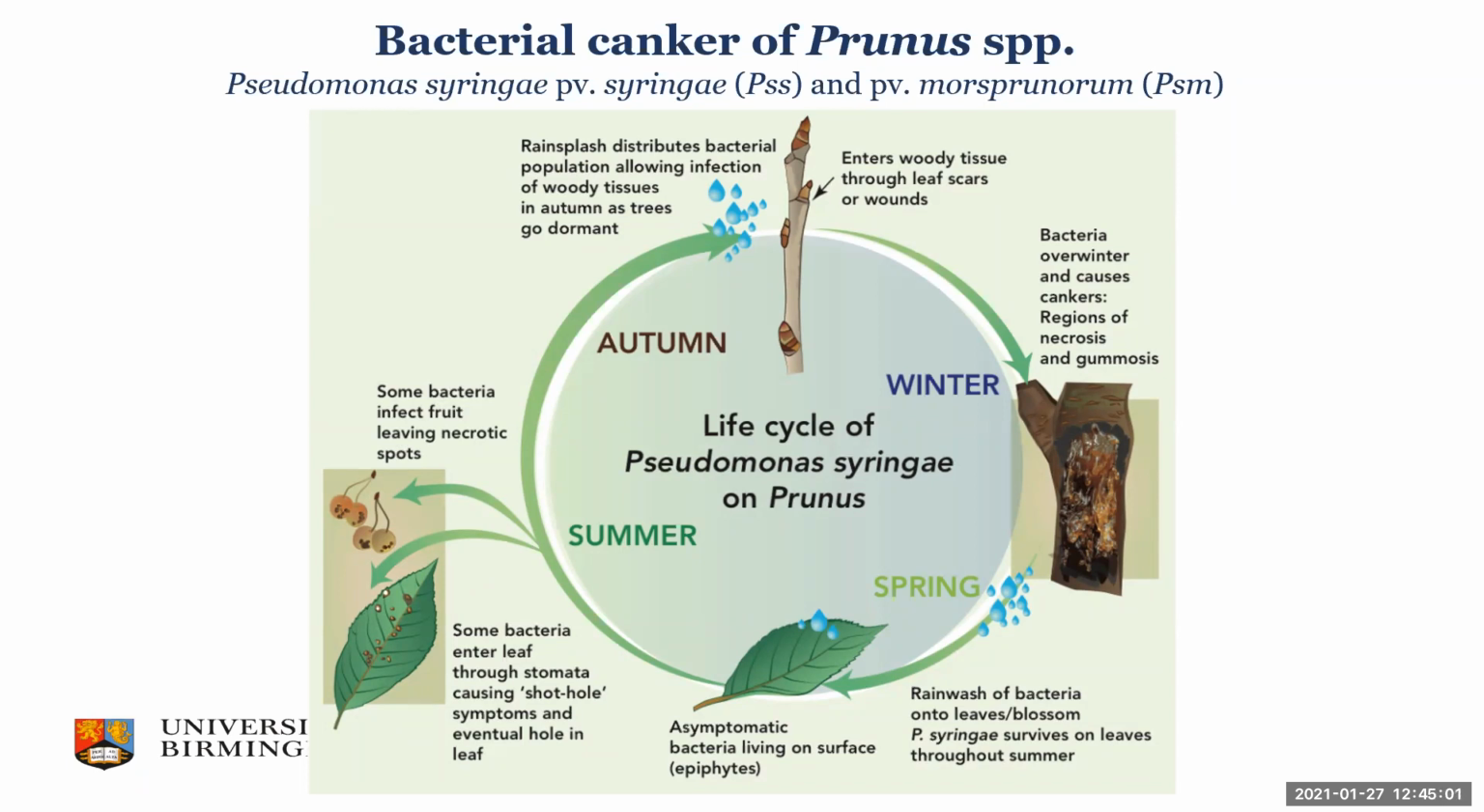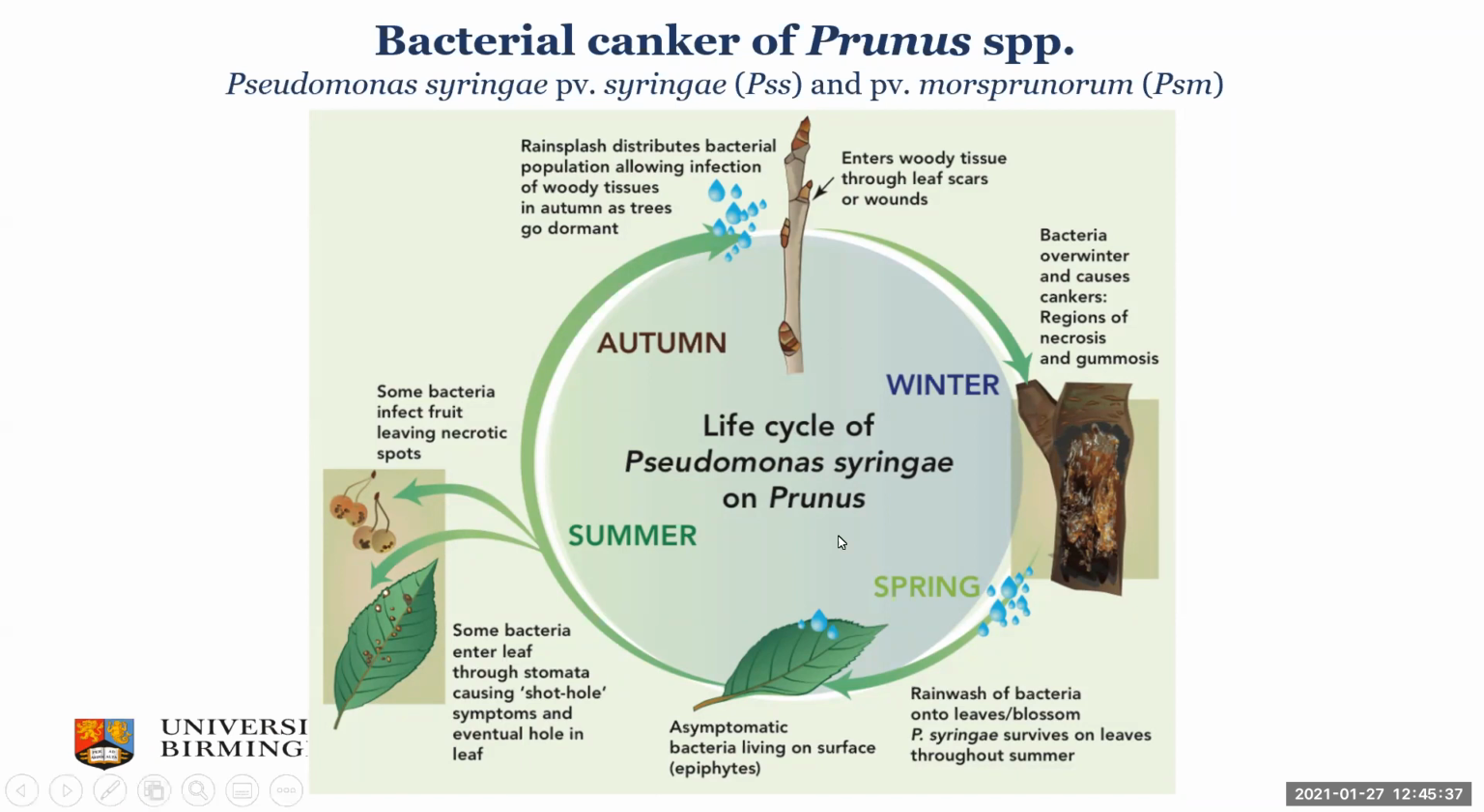to control the disease. Bacterial canker is a major disease of Prunus species, including cherry, plum, and other stone fruits. It is caused by pathogens within the Pseudomonas syringae species complex, including Pseudomonas syringae pathovar syringae, or PSS, or Pseudomonas syringae pathovar morsprunorum, PSM. There are two races, race 1 and race 2. Pseudomonas syringae is a globally important plant pathogen. It infects a wide range of important crops and it causes huge economic loss.